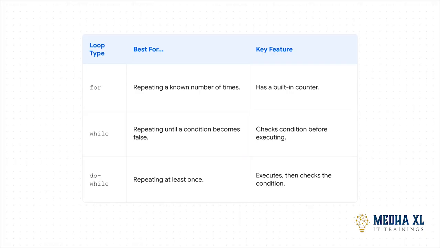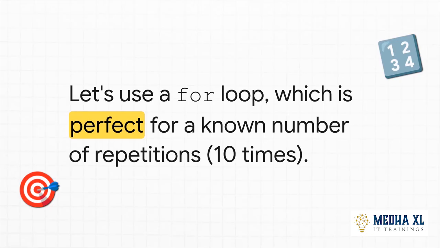Now, C gives you a few different kinds of loops, so how do you know which one to pick? Well, it's pretty simple. If you know exactly how many times you need to repeat something, the for loop is your best friend. If you need to keep going until something changes, you'll want a while loop. And if you need to make sure the code runs at least one time, that's the special job of the do while loop. Okay, so for our multiplication table problem, we know exactly how many times we need to repeat the calculation, right? 10 times for the numbers 1 through 10. That makes the for loop the absolute perfect tool for the job.